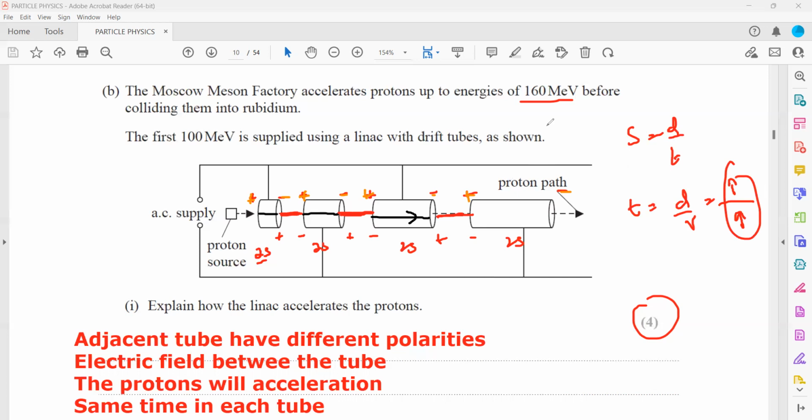But then what will happen? Why not to 160 by this way? Because when the particles are moving at a high speed, close to the speed of light, the mass does not remain the same. Mass changes. As a result, due to relativistic effect, the mass changes. So we cannot have a perfect proton in which it takes the same time in each tube. As the mass changes, the acceleration will also change.